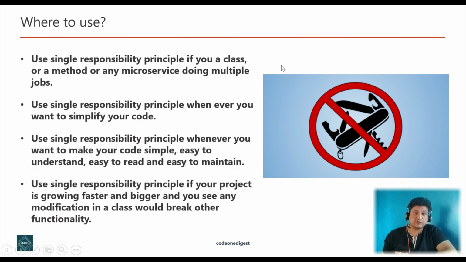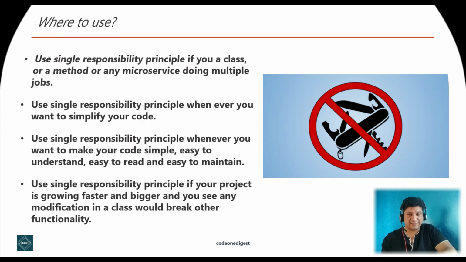Okay, friends, the very first question that comes to our mind is, where and how to use single responsibility principle in our project. So, use single responsibility principle if you have a class or a method or any microservice doing multiple jobs. Use single responsibility principle whenever you want to simplify your code. Use it whenever you want to make your code simpler, easy to understand, easy to read, and easy to maintain. Use it if your project is growing faster and bigger and you feel any modification in a class would break other functionality.